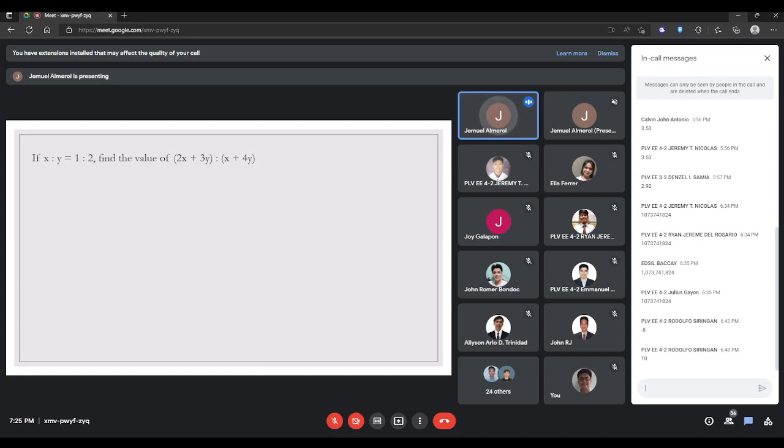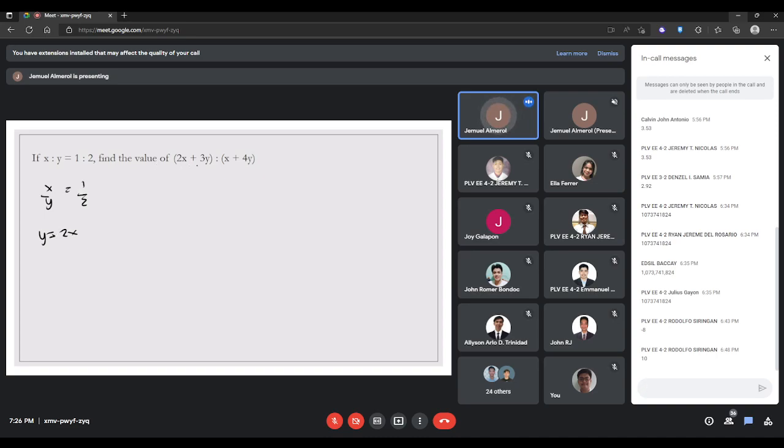Okay, if x is to y is equal to 1 is to 2, find the value of 2x plus 3y is to x plus 4y. So it goes like this, right? x over y is equal to 1 half. So we have y is equal to 2x, no? Right? y is equal to 2x.